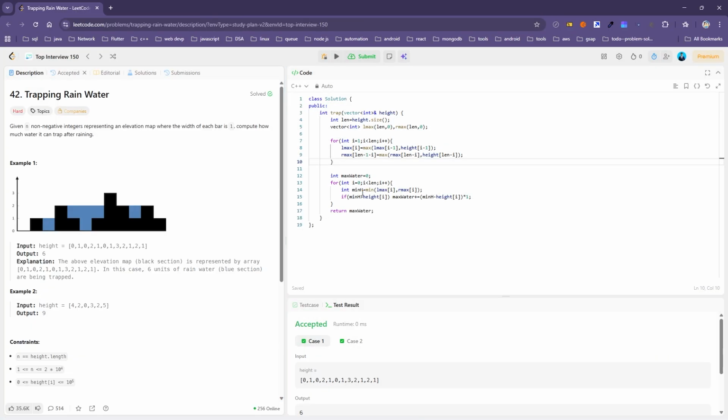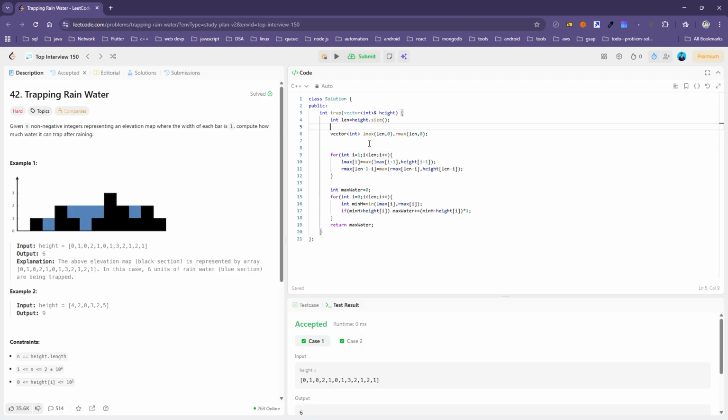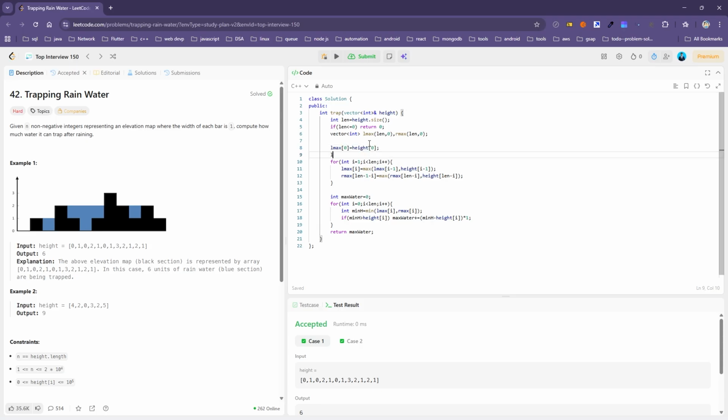Okay, now let's just see one more thing. So I told you that if we are standing at the ith index, we'll see only the maximum height bar toward the left and the maximum height bar toward the right without considering the index itself. Now let's just consider the index itself also. If length is less than or equal to 0, we'll return 0 only. Okay. Now here you say that Lmax of the 0th index will be equal to the height of the 0th index, and Lmax of length minus 1 will be height of length minus 1, right?